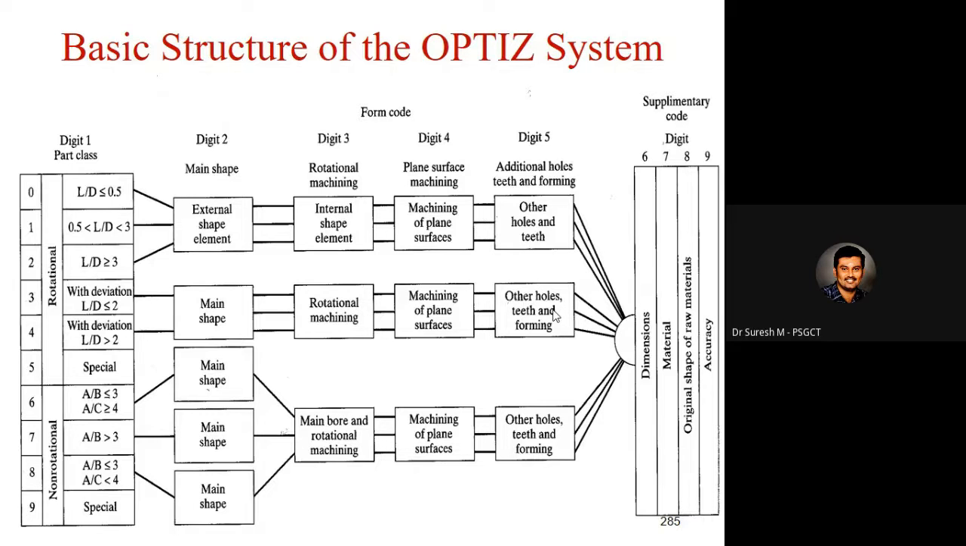So what is the part classification, and what is the main shape of the part: is it rotational machining, plane surface machining, or are additional holes or teeth formed? Based on this, we can take a form code as well as supplementary codes like dimensions, material, shape of raw material, and accuracy. Based on this, we can write a code and store it. So based on the code classification system, we take the product and use the manufacturing solutions.